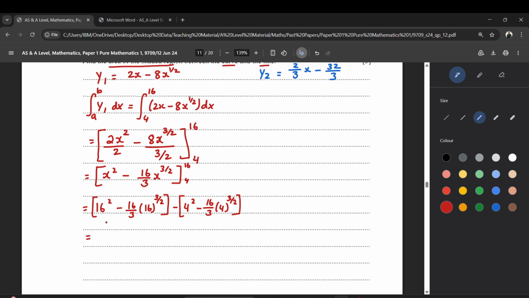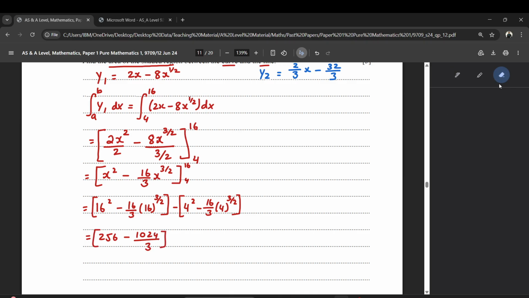So we have to work this out. 16 square is 256. Then 16 upon 3 times 16 to the power 3 upon 2. So this whole part becomes 1024 over 3. In fact, you don't have to put the bracket now.